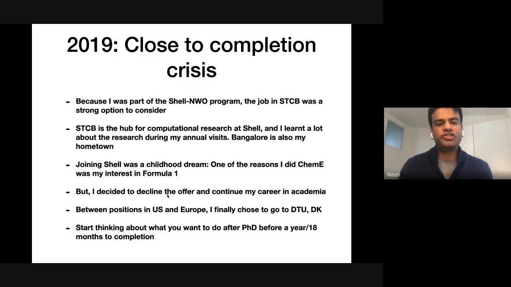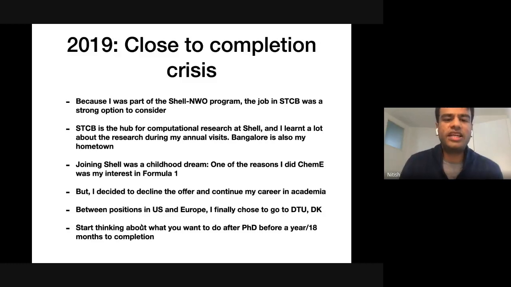I had the option to choose between some positions in the US and Europe, but I felt it was best for me to go to Denmark, to the Technical University of Denmark. So in the end, I decided that I would do a postdoc.